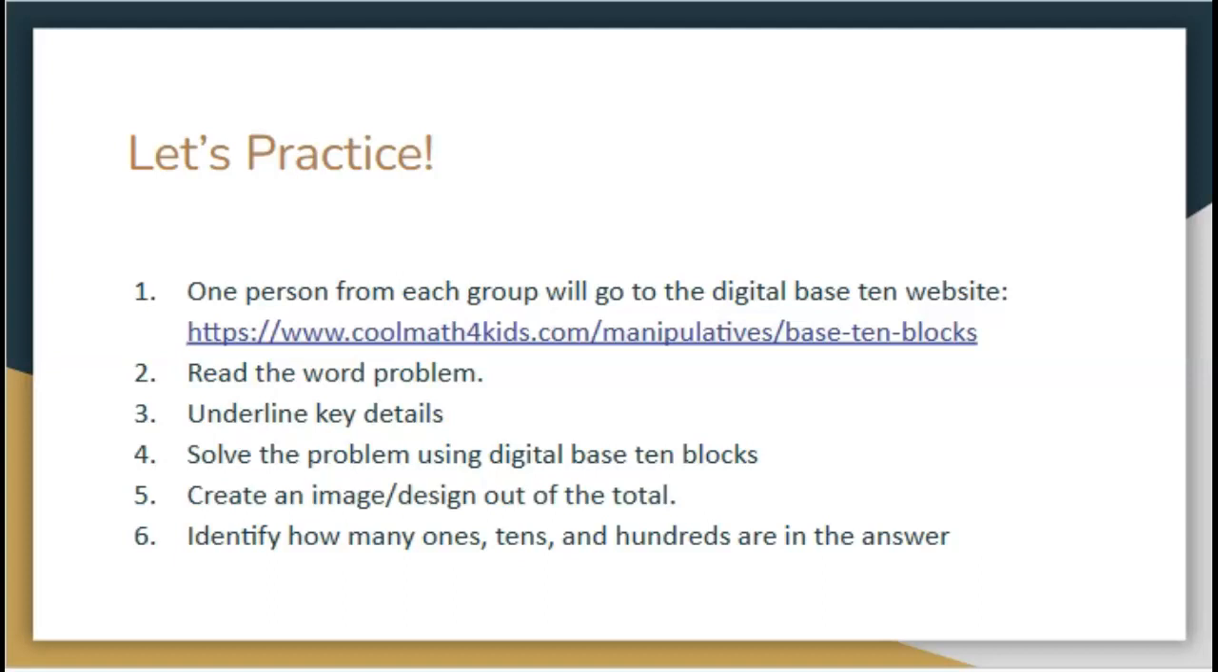So now let's practice. One person from each group will go to the digital base 10 website. So you guys work with your teammates in groups of fours. And you're going to read the word problem, underline key details, and solve the problem using the digital base 10 blocks. After you figure out the answer, you're going to create an image or design out of the total. And we're going to identify how many ones, how many tens, and how many hundreds are in the answer.